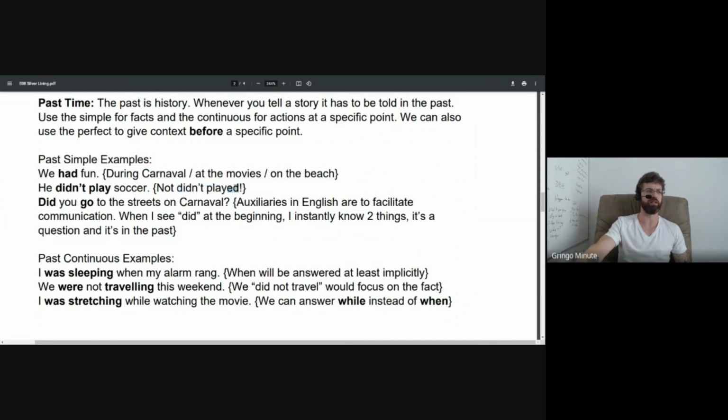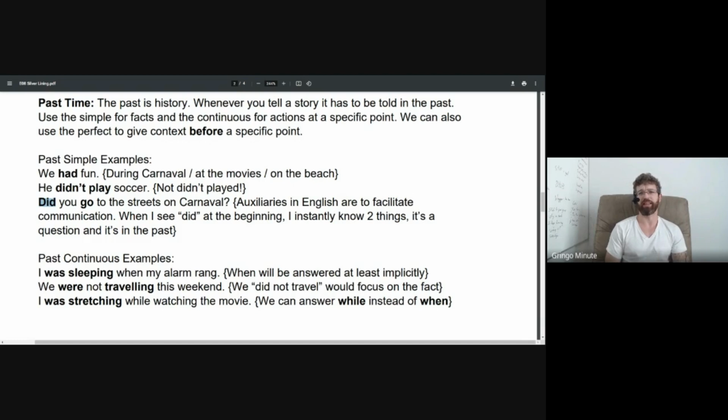We do not need this -ed. Did you go to the streets on Carnaval? Did you go out? So the auxiliaries in English are to facilitate communication. That's why we put them at the beginning. It already gives us enough information and lets us not have to conjugate the verb.